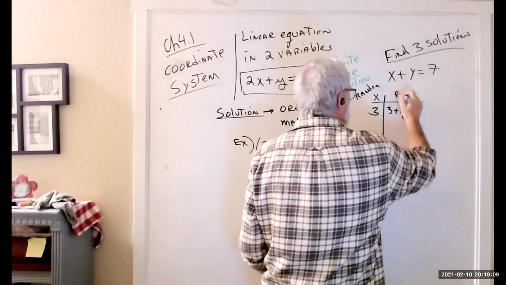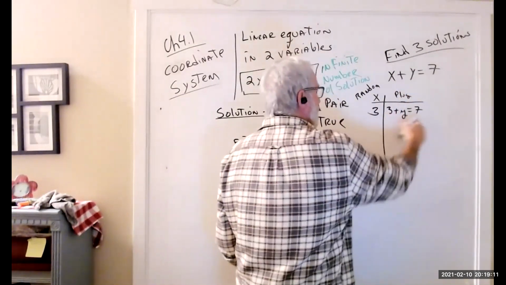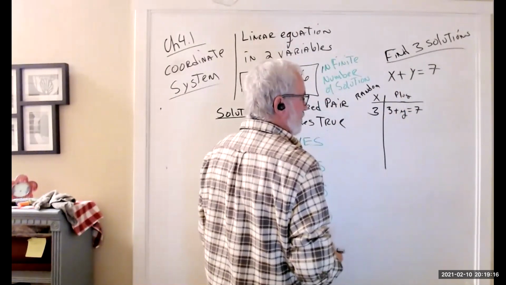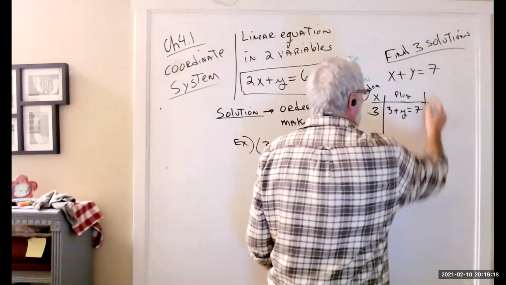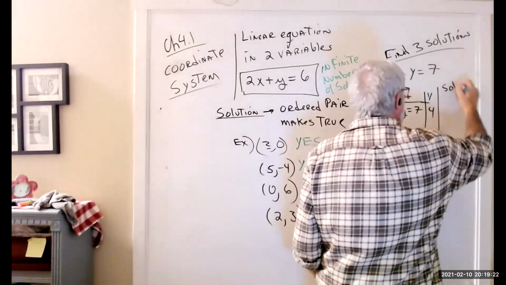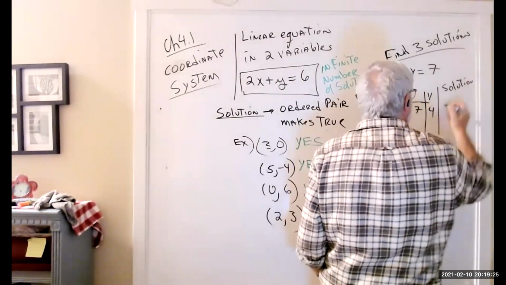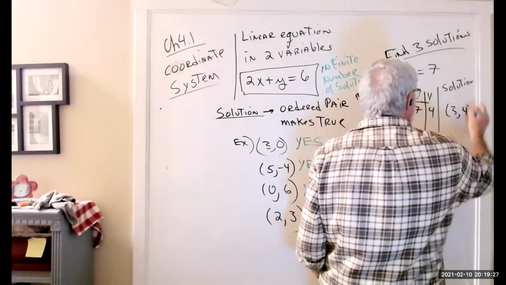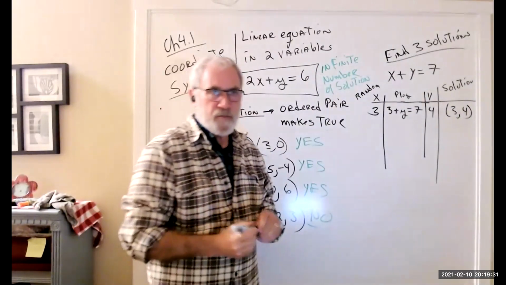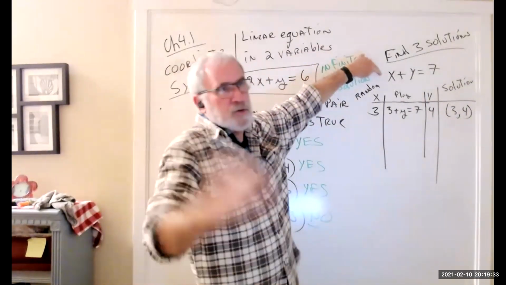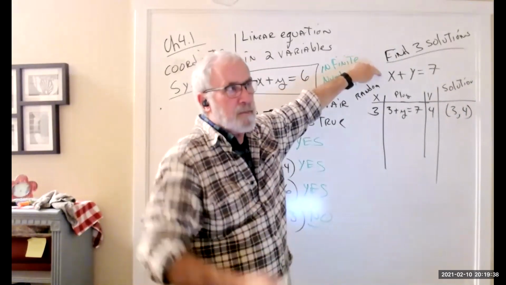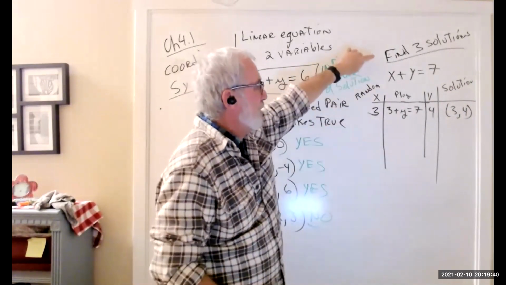So this is plug in. You could probably solve that in your head. What's y? 4. So y is worth 4. So the solution is (3, 4). I'll get out of the way in a second. So how did I start this? Well, first off, I just made up an equation, a linear equation in 2 variables. And I said, find 3 different solutions.